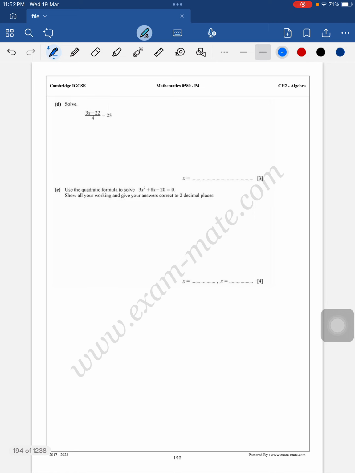Question part D. (3x minus 22) upon 4 is 23. So 3x minus 22, 4 multiplied by 23, 4 goes over there, 92. Right? Minus 22 goes over there, 92 plus 22 is 114. So x equals 114 divided by 3, that is 38.